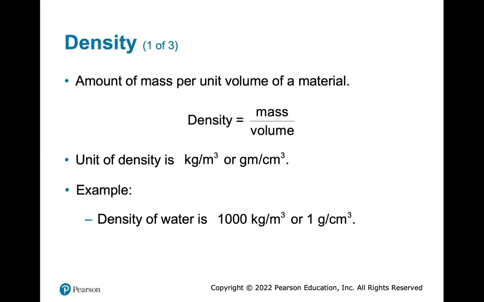Okay, density. We're going to move on to density. Density is the amount of mass per unit volume of material. So density equals mass divided by volume. So you can say, well, what's heavier, a kilogram of gold or a kilogram of feathers? Well, their mass is the same. If you have a kilogram, you have a kilogram, whether it's feathers or gold.